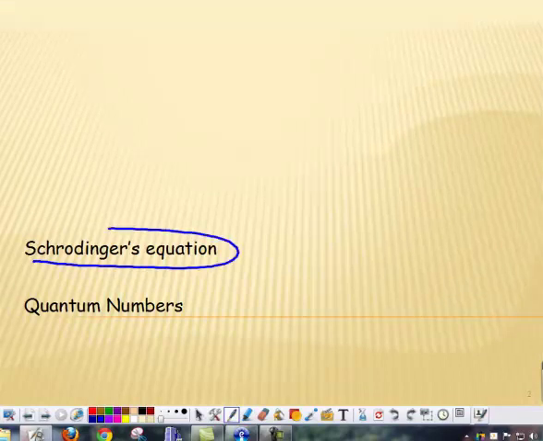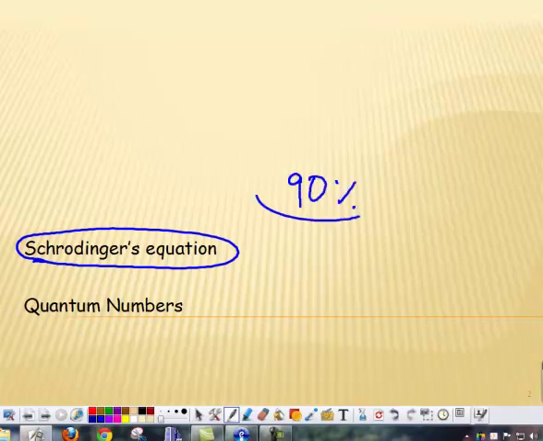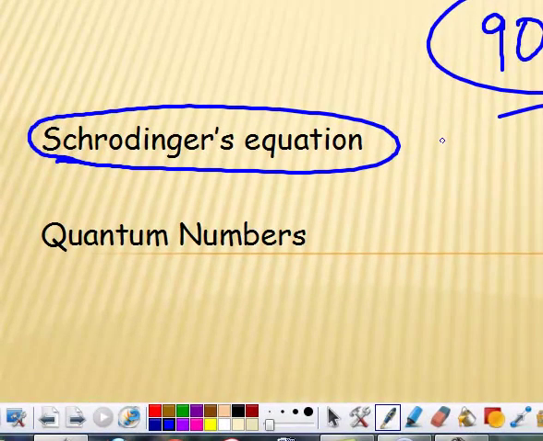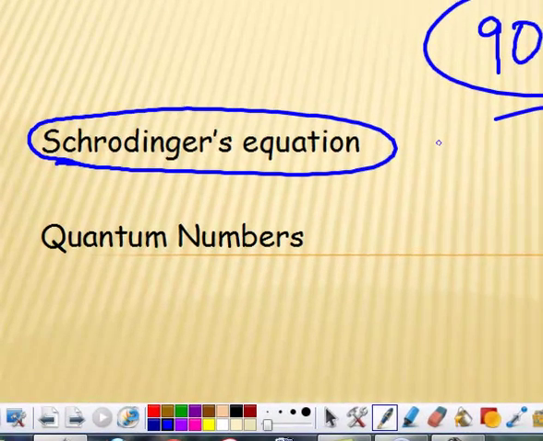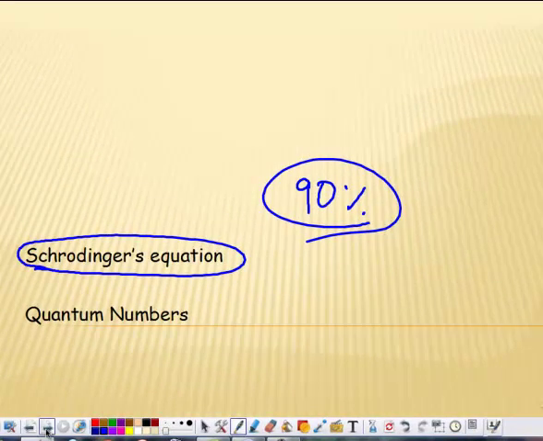All right, so we did talk about Schrodinger and the fact that Schrodinger wrote a mathematical equation which expresses the location of an electron around the nucleus based upon probability. And the magic number is 90%. 90% of the time, we're going to find the electron in a particular location. All right, so let me jump right in.